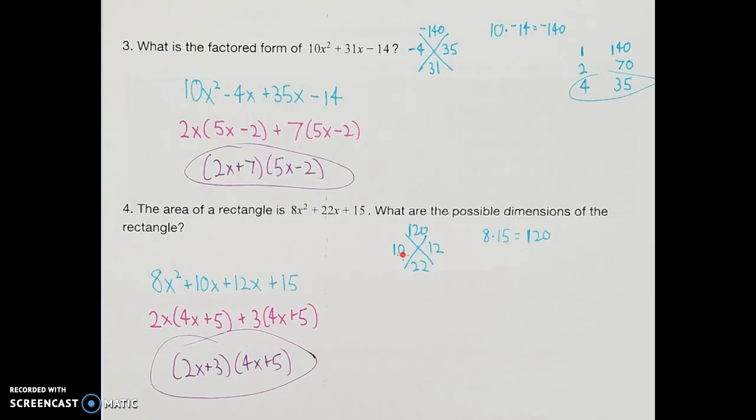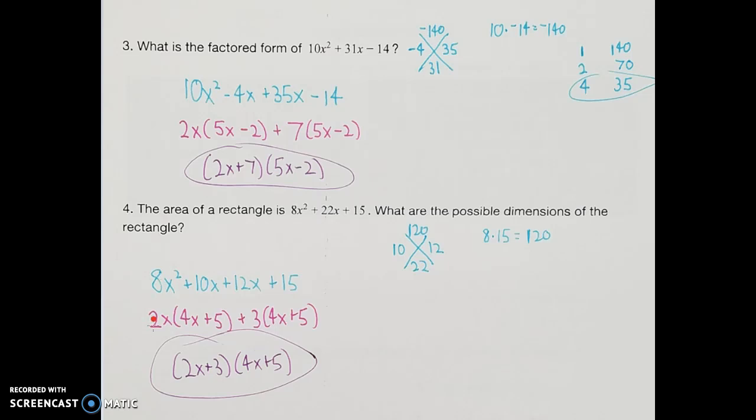Remember, you're using those two numbers to rewrite your trinomial. Instead of that middle 22, I'm going to break that up into a 10 and a 12. Actually, it doesn't even matter what order you put those in, so if you put 12x plus 10x, you'll still end up with the right answer. But after I have that rewritten, I'm looking for my greatest common factor.